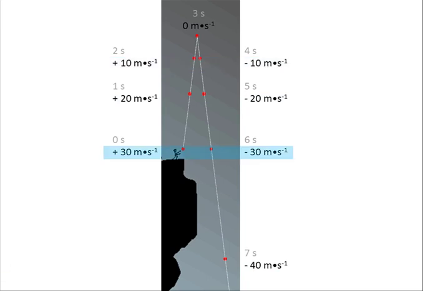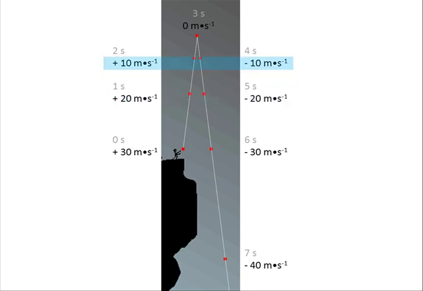So as I've pointed out, at the starting height, 30 meters per second up, 30 meters per second down on the way down. After 1 second, at that height, 20 meters per second up, and then on the way down, when it passes through that same height, 20 meters per second, but now downward, and so on.